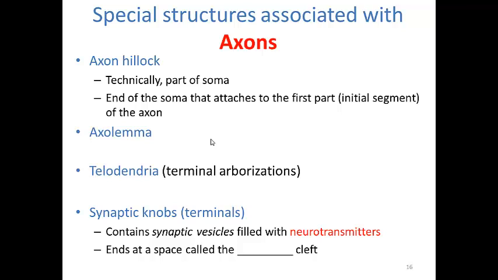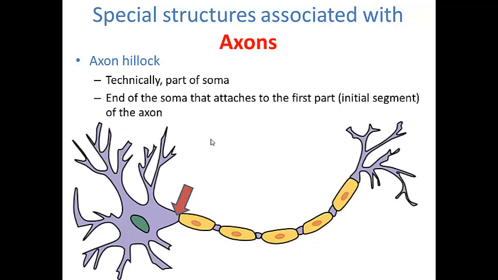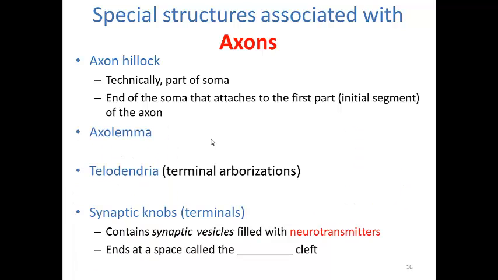First, there's something called the axon hillock, which technically is part of the soma. It's the end of the soma just before the axon, just before the first part or initial segment of the axon. So in this picture here, the red arrow is pointing to the axon hillock. Axolemma is just a fancy name for the cell membrane of the axon. Telodendria are the little end branches of an axon, and at the very end of the telodendria we find synaptic knobs, also called synaptic terminals.